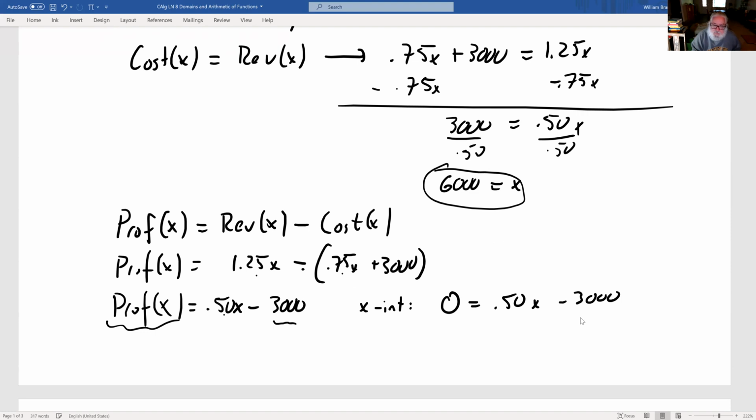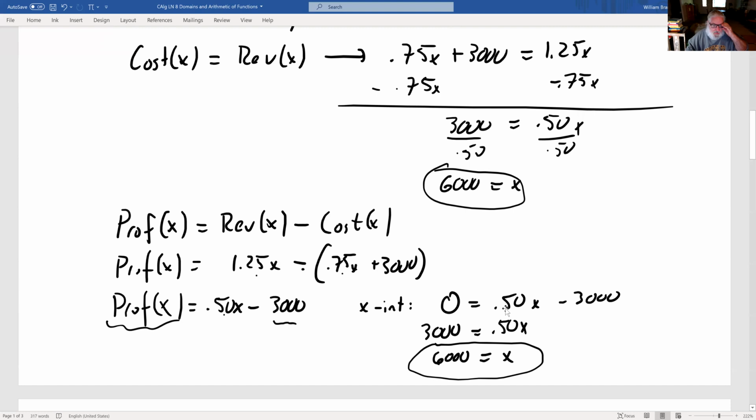We solve for x. So 6,000 means he's making 6,000 donuts. That means he's making no profit. If he makes more than 6,000 donuts, he'll make 50 cents on each donut. If he makes less, he'll start losing money.